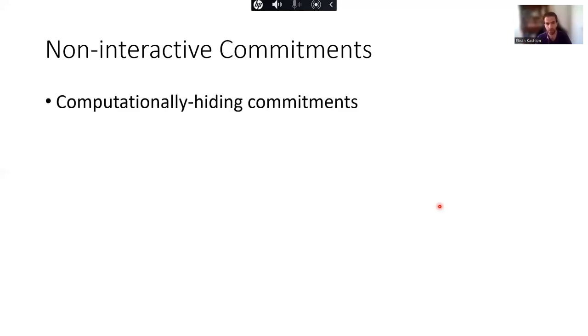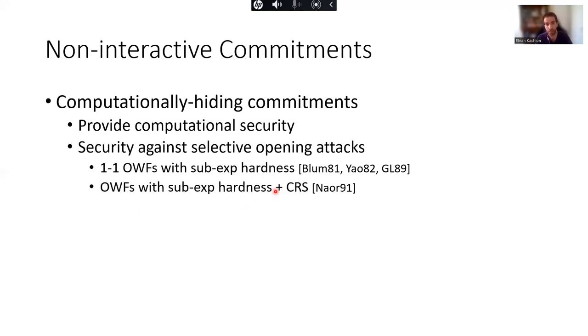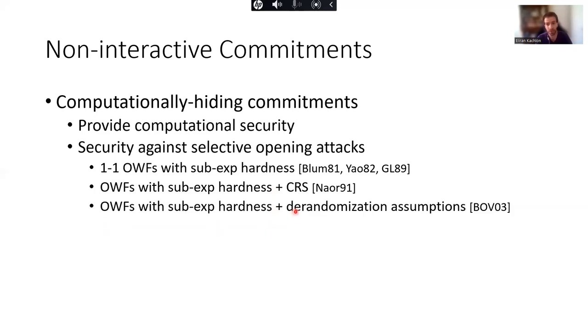Now, the second type is only computationally hiding. And if we use those commitments, we obtain a protocol that provides standard computational security. But in fact, we also need the commitments to provide security against selective opening attacks. And such commitments can be constructed based on injective one-way functions with sub-exponential hardness. And even based on standard one-way functions with sub-exponential hardness, together with a common random string or under some de-randomization assumptions.